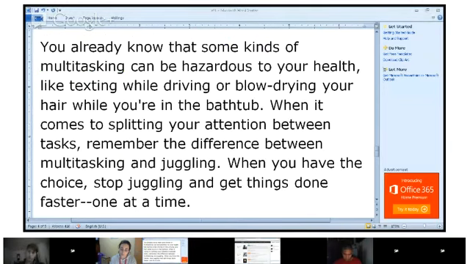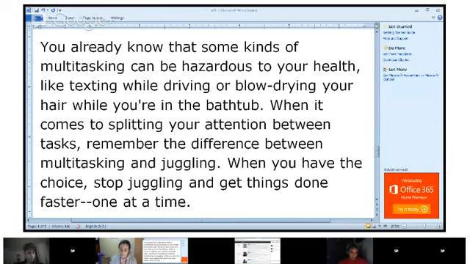And I guess this is some obvious information, but Oliver, could you read this for us, please? You already know that some kind of multitasking can be hazardous to your health, like texting while you're driving or blow drying your hair when you are in the bath. When it comes to splitting your attention between tasks, remember the difference between multitasking and juggling. When you have the choice, stop juggling and get things done faster, one at a time.